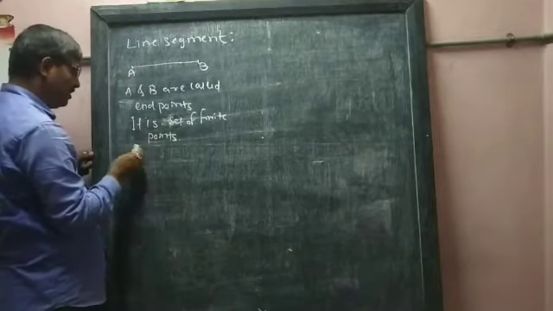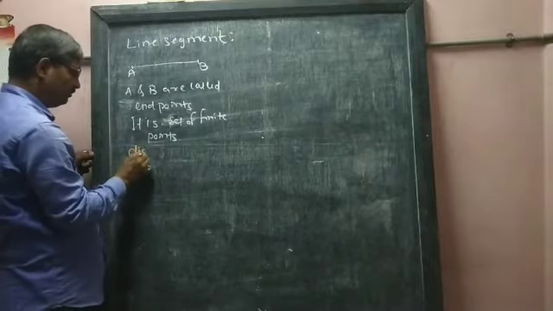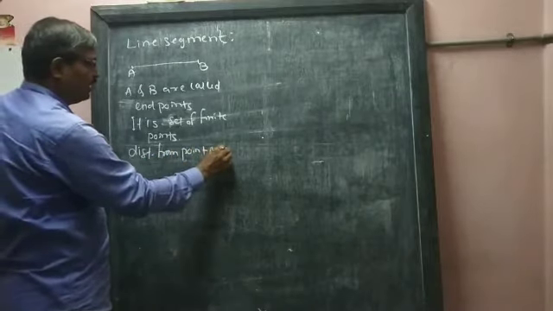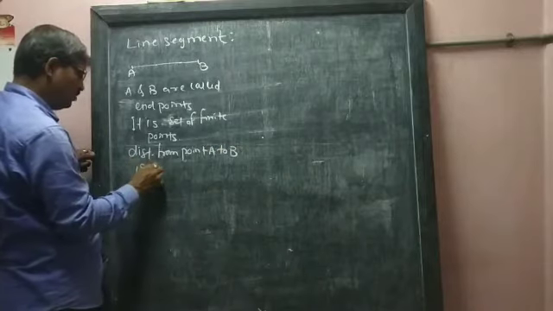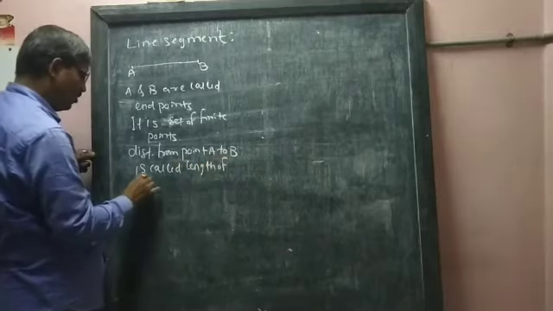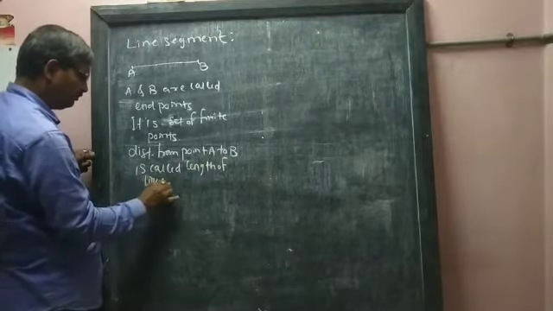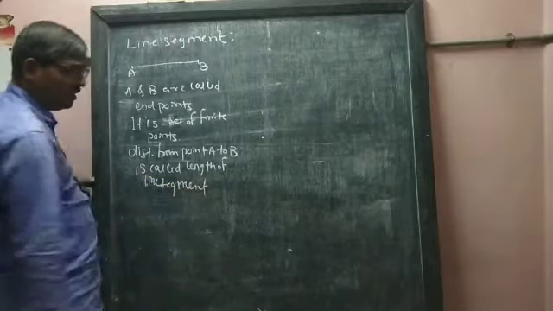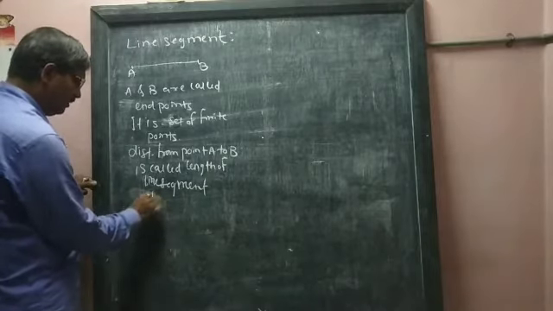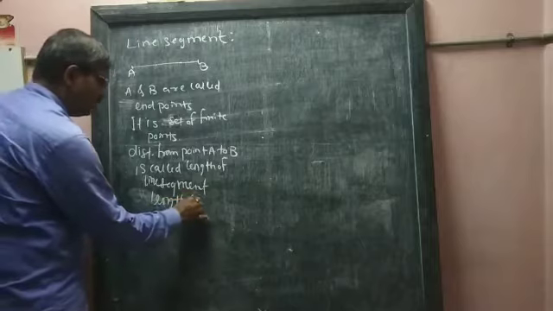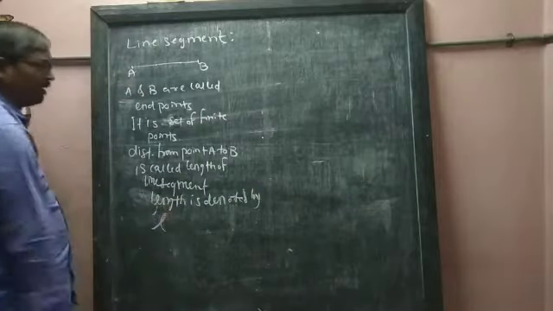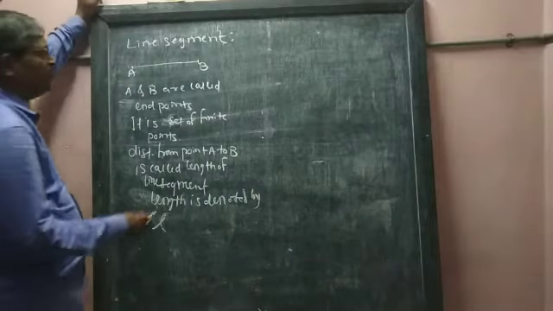Length AB means what? The distance from point A to B is called the length of the line segment. How is it denoted? Length is denoted by the small letter L. So I will write here the definition of line segment.